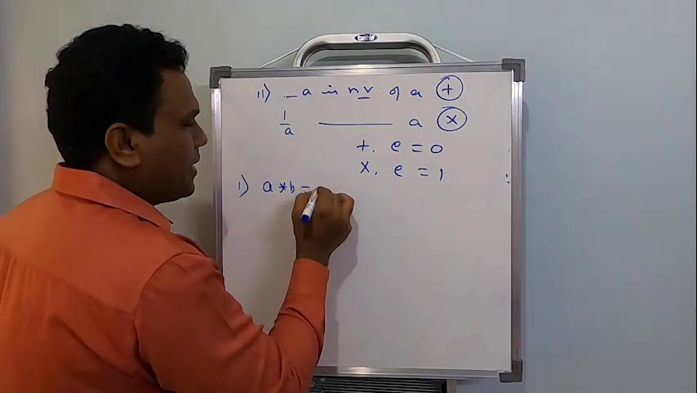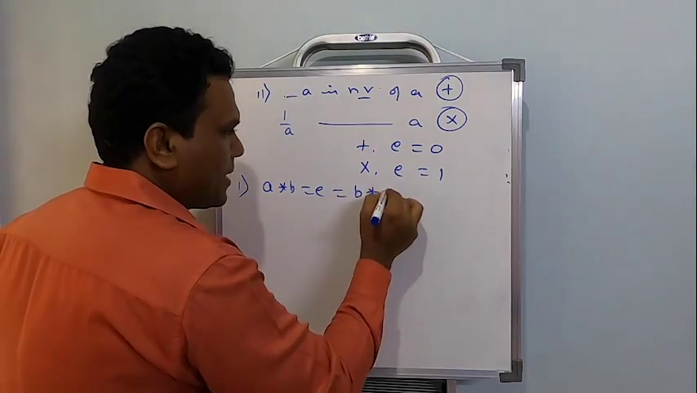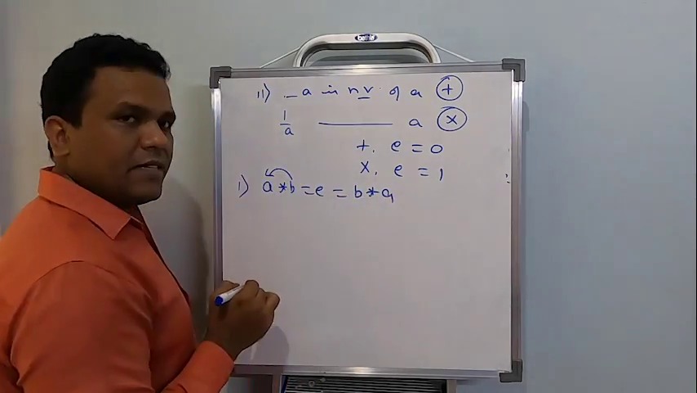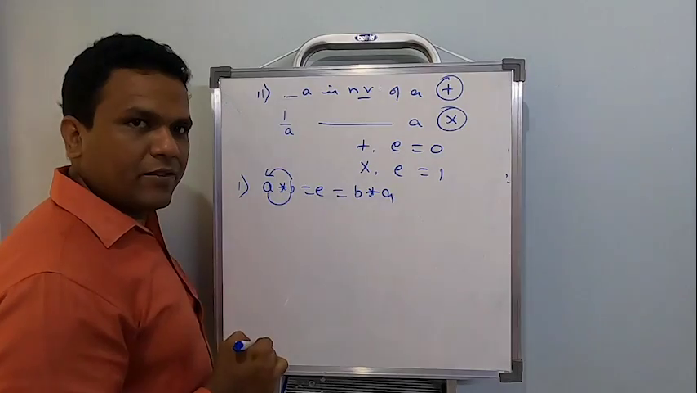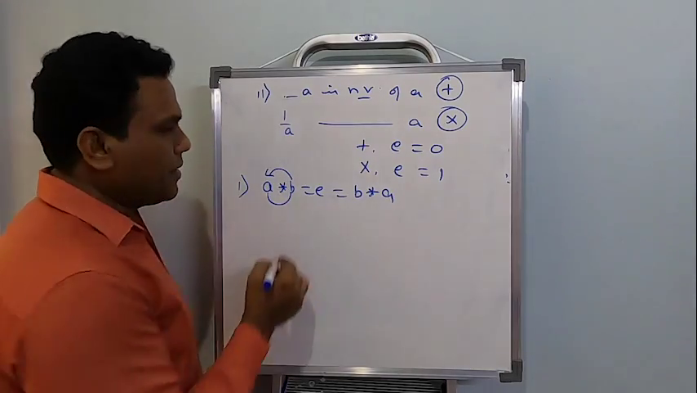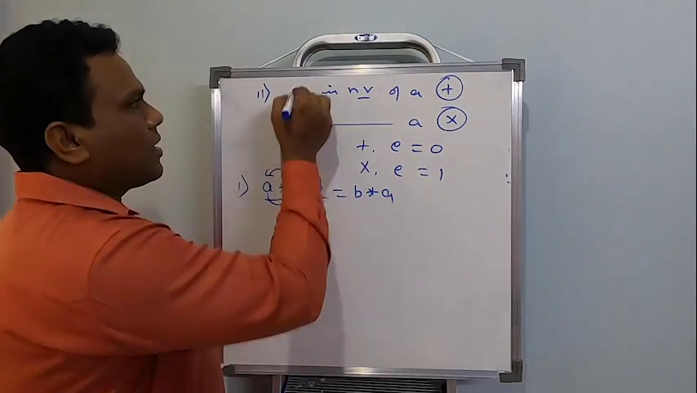Remember, A star B is equal to E, which is equal to B star A. Then B will be called the inverse of A, or A will be called the inverse of B. This is the inverse property. Now, let me apply this for addition.